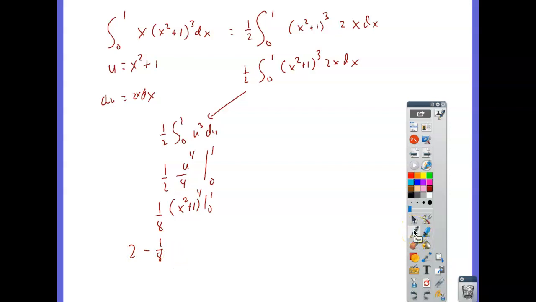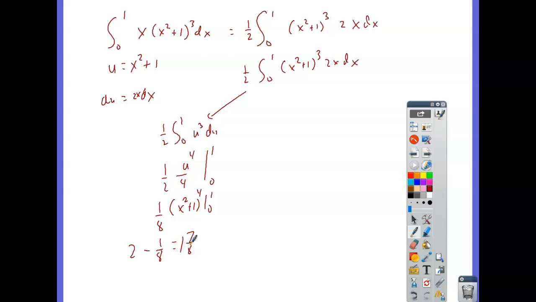So if I plug in a 1, 1 squared is 1. 1 plus 1 is 2. 2 to the 4th is 2, 4, 8, 16. 16 divided by 8 is 2. Plug in a 0, I get 0 squared plus 1. 1 to the 4th is 1. 1 times 1/8 is 1/8. So I get 1 and 7/8.